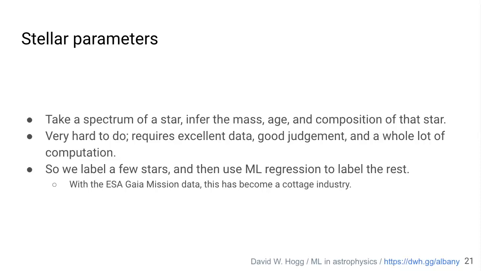And it's hard to do, and right now the standard classical ways to do it involve a lot of computation because you have to forward model the star with a physics model of the star. So a lot of what is going on is that there's a few stars that have been very carefully modeled and analyzed, and then we use those and regression with machine learning to label all the other stars. And the Gaia mission is the key mission right now, and it's delivered data on 1.4 billion stars and spectra of 200 million, 230 million. And so it's really a big deal right now.